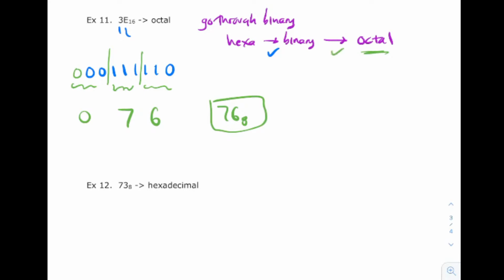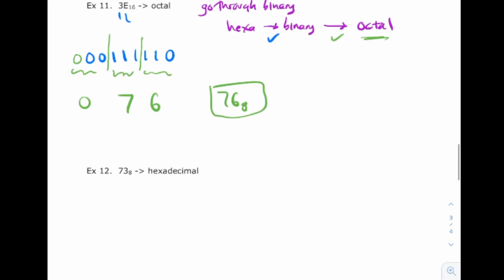So we went from hexa to binary pretty quick, and then from binary to octal pretty quick. And so if you want to go between base 8 and 16, one way or the other, just go through binary using the shortcuts, using them twice.